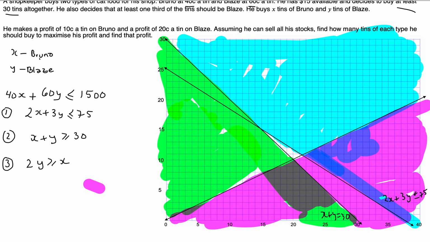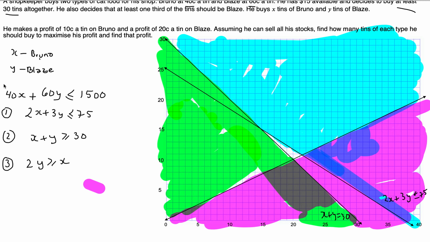And that's going to help me answer the next part of the question, which is that the shopmaker makes a profit of 10 cents a tin on Bruno and 20 cents a tin on Blaze. So we have another formula for the profit. So assuming he can sell all his stock, find how many tins of each type he should buy to maximize his profits and find that profit. So first of all, he's restricted by all of these possible values of Bruno and Blaze tins he could buy. So from these possible values, which one of these would give him a maximum profit?